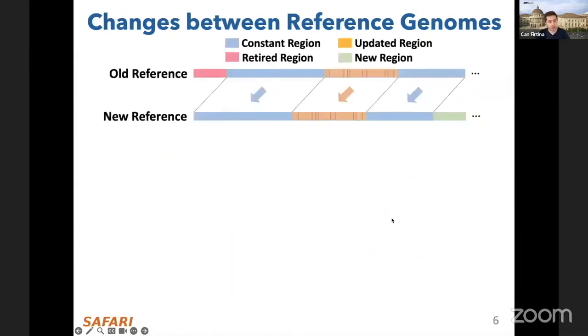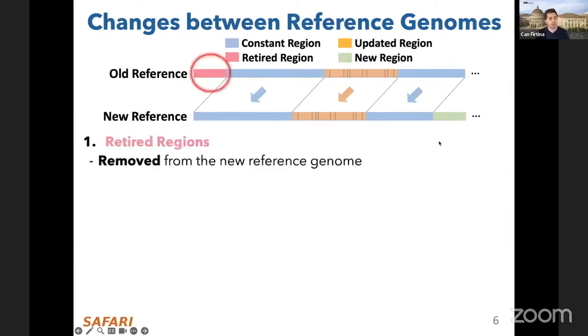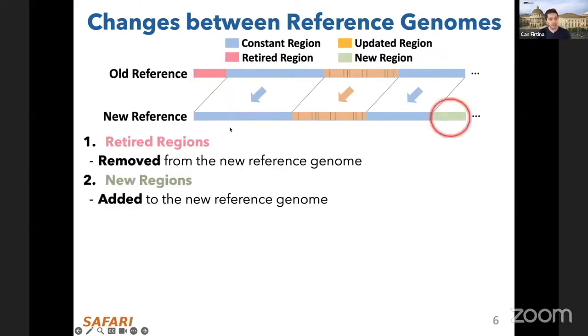So I'll quickly go over the potential changes that can exist between two reference genomes. In this case, we have the old and the new reference genomes, and we identify 4 particular regions here, as we label with different colors: constant, updated, retired, and new regions, as we show also in this figure. The retired regions would mean that the region is completely removed from the new reference genome. It no longer exists. The new region would mean that this particular region is completely novel in the new reference genome. So this is a new addition that didn't exist in the old reference genome.